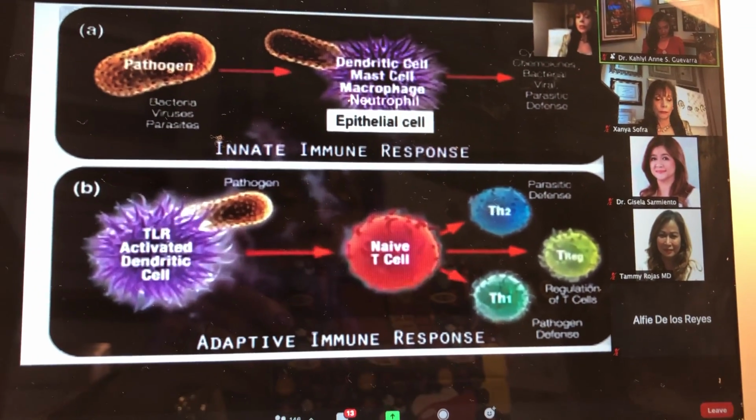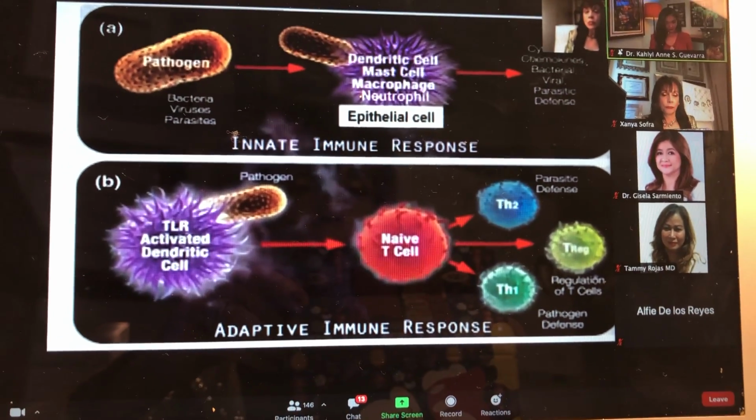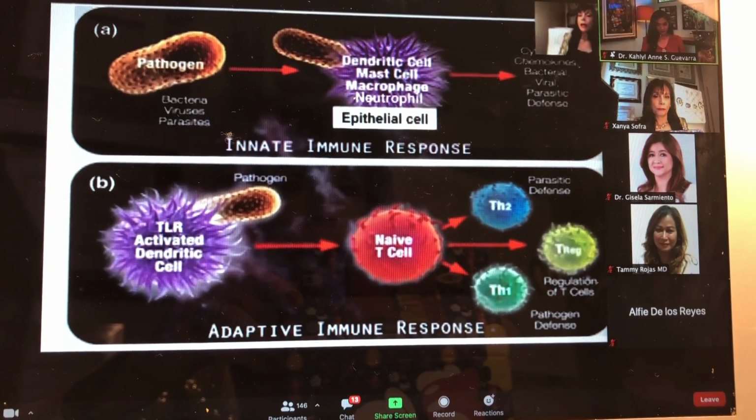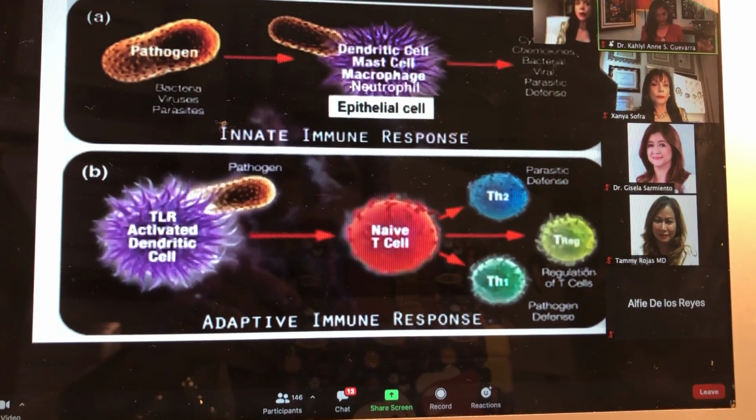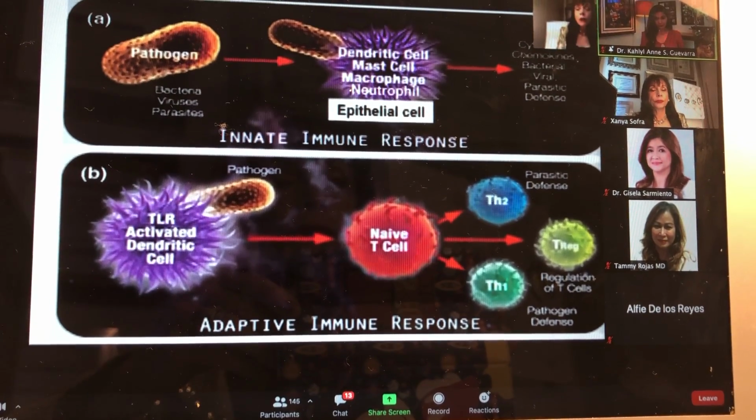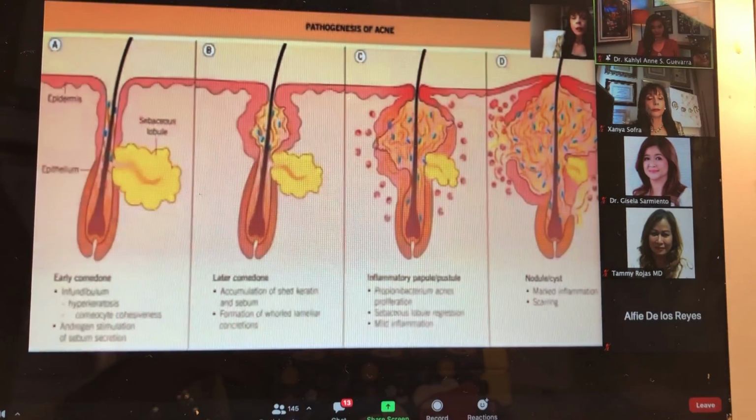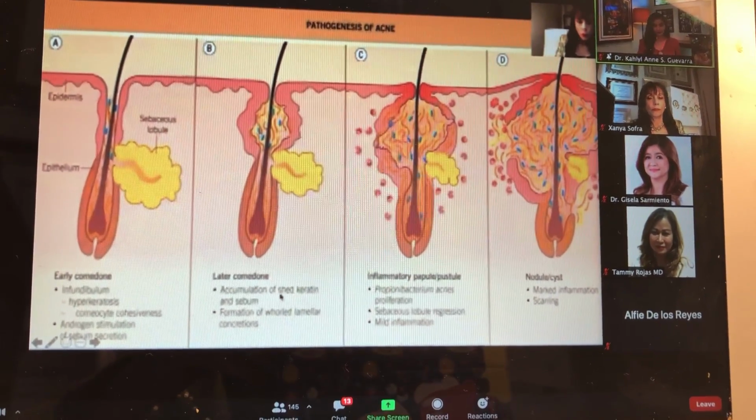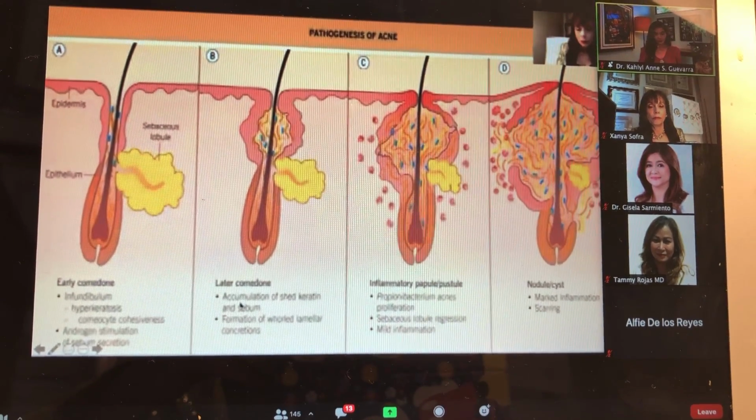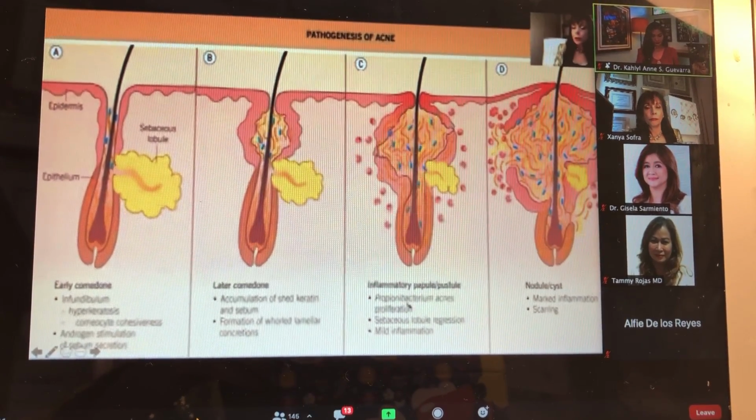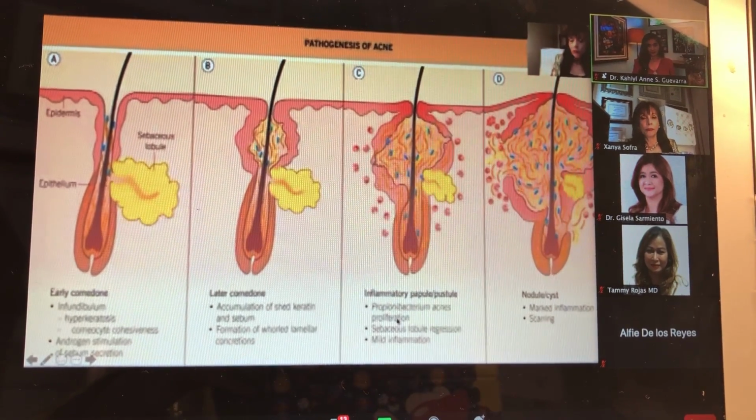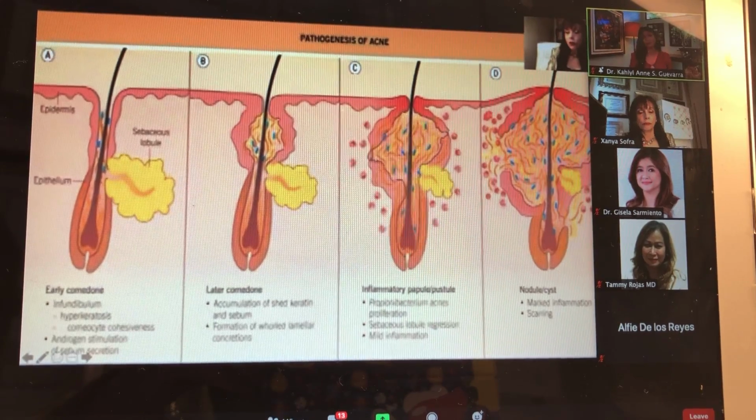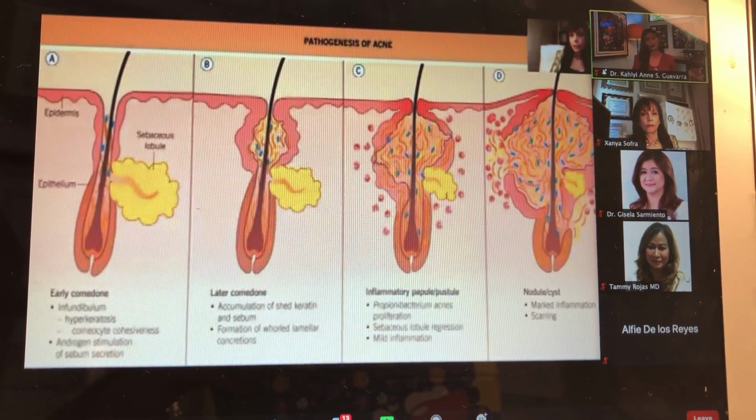The innate immune response is the first type of response of the immune system, and then the adaptive immune response is more specific. It basically attacks the specific bacteria or viruses, etc. The pathogenesis of acne: it becomes a comedone, an accumulation of keratin and sebum, inflammatory Propionibacterium acnes proliferates, and of course, then you have the scarring that follows after the acne has been expressed.